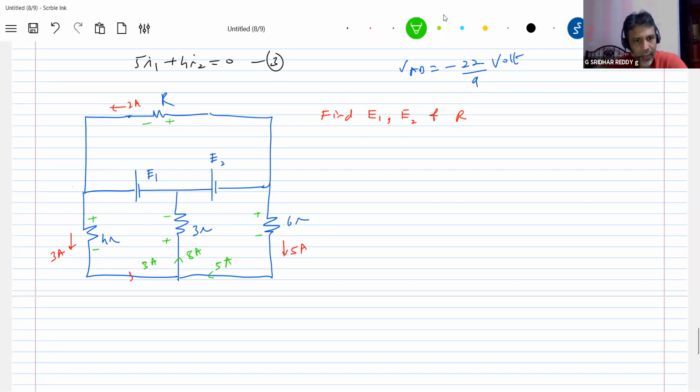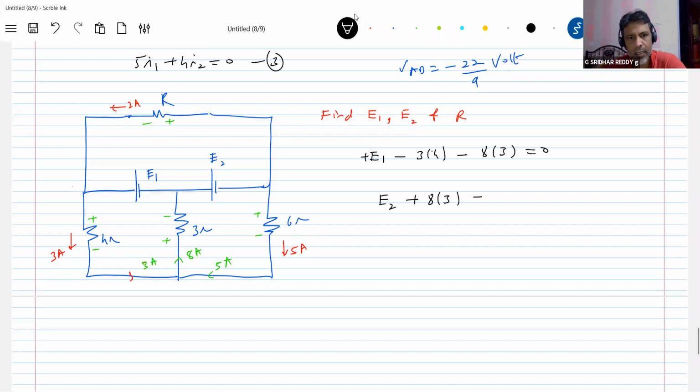So let's write the loop equation. Plus E1 minus 4 into 3, minus 3 into 4, minus 8 into 3 equals 0. We'll get the value of E1 from here. Then similarly, E2 plus 8 into 3 plus 5 into 6. Once you know E1, E2, then you can get the value here also.